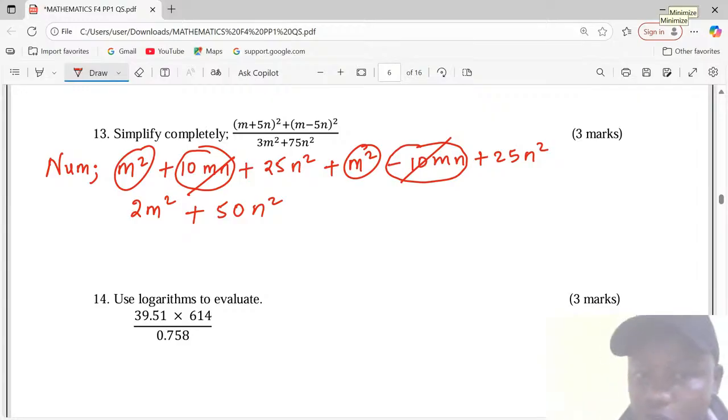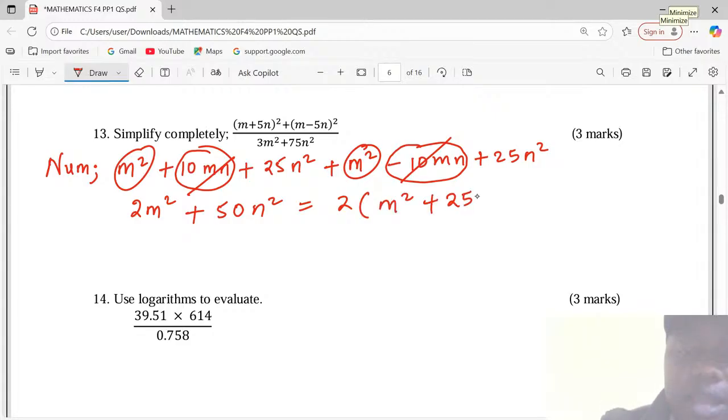That is just general grouping of terms together. Remember, 2 is common, so we can have m squared plus 25n squared. I just factor out the 2. So we are done with the numerator.